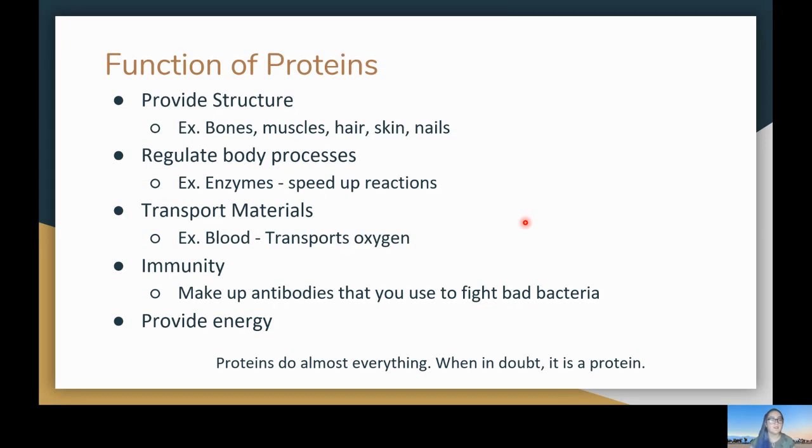So if you have to choose one of the biomolecules we've talked about so far, and it's giving you a lot of information that they do a lot of things, it's probably a protein.